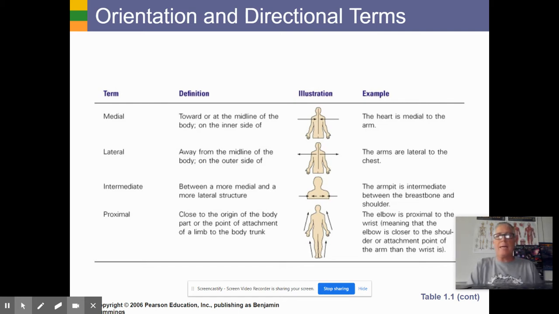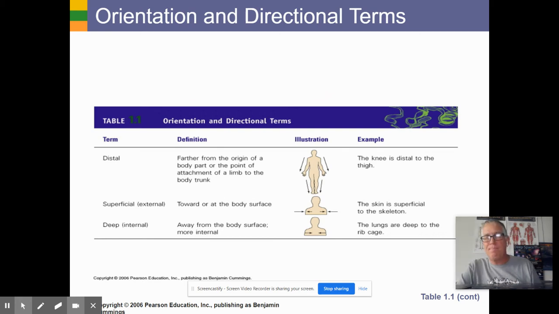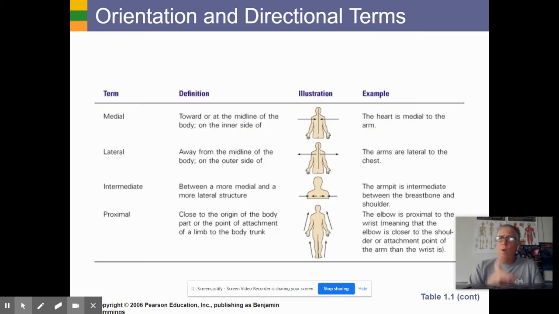Intermediate, proximal, and distal. Now, I'm going to talk about intermediate, which means in the middle of two different things. But proximal and distal are hard for students. I know that this can be confusing at times, so we're going to spend a little bit of time with this one. First, when I'm dealing with proximal and distal, I'm looking at the point of attachment. Here it says, close to the body or the origin of the body part or point of attachment of a limb to the body trunk.